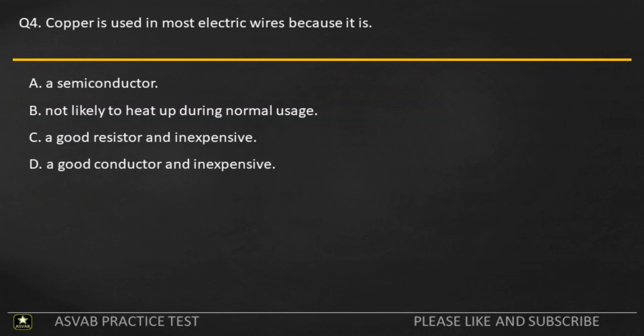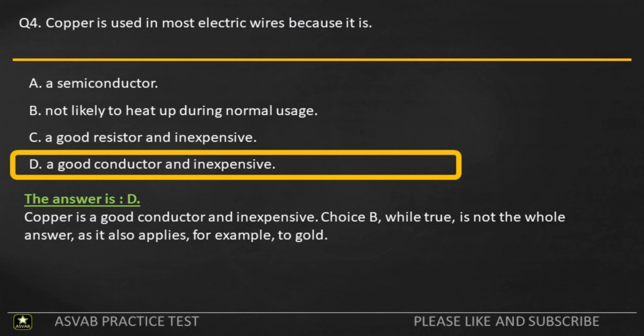Q4. Copper is used in most electric wires because it is A. A semiconductor, B. Not likely to heat up during normal usage, C. A good resistor and inexpensive, D. A good conductor and inexpensive. The answer is D. Copper is a good conductor and inexpensive. Choice B, while true, is not the whole answer, as it also applies, for example, to gold.